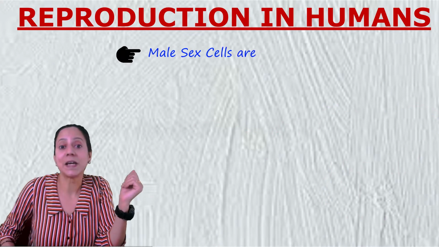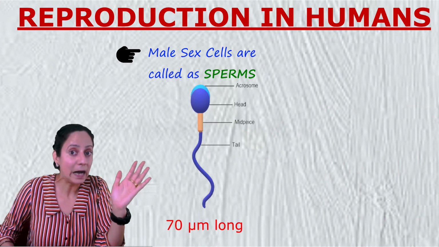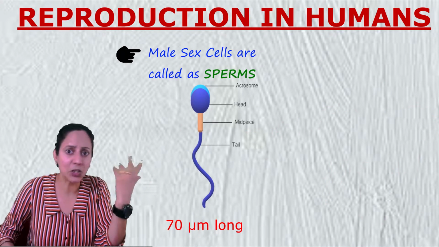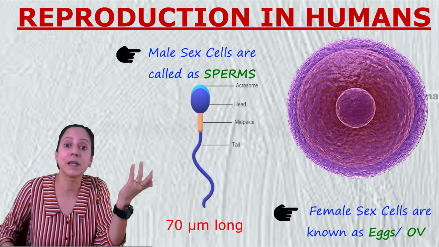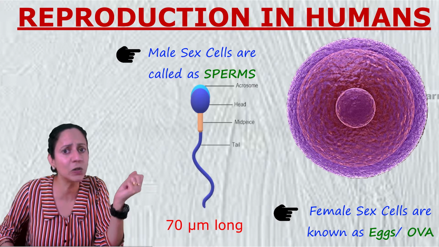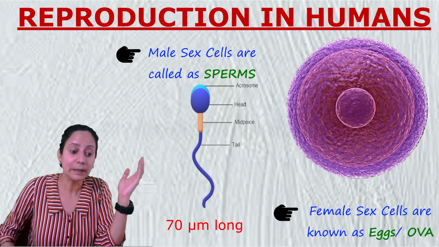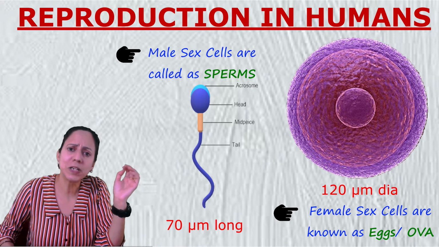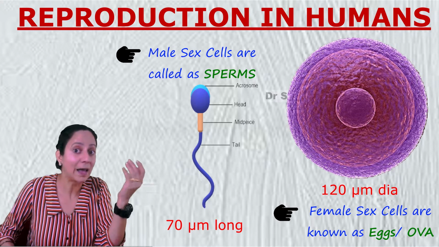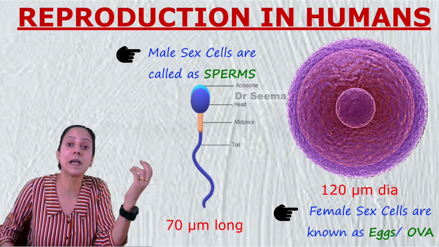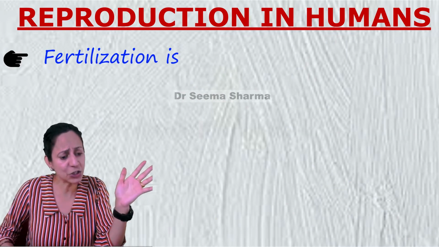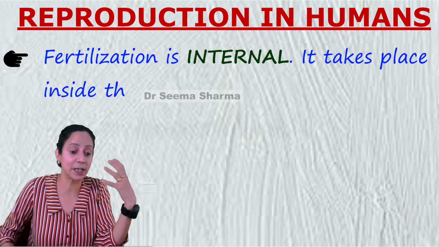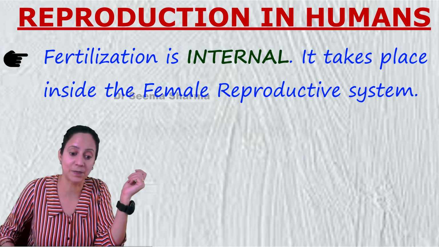Male sex cells are called sperm and they are the smallest cell in the human body. On the other hand, female sex cells are called eggs or ova. The singular is ovum, and it is about 120 micrometer in size. This is the largest cell as far as the human body is concerned. Fertilization is internal, meaning it takes place inside the female reproductive system.